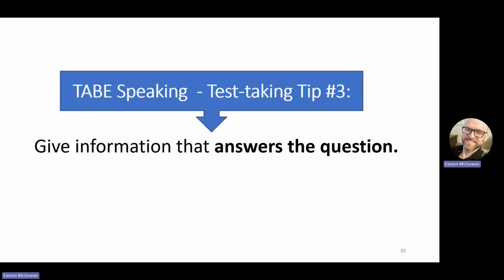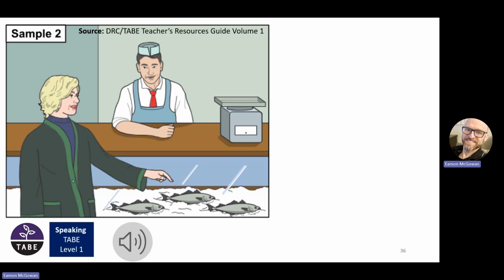All right, let's move on to test taking number 3, which is give information that answers the question. Answer the question. A lot of our students give a great answer with correct grammar. It's a great answer because there's good grammar and great pronunciation, but it didn't answer the question. So we're going to listen, right? And I tell my students, listen for what? Who you are. Yes. Listen for what? What you need to say.